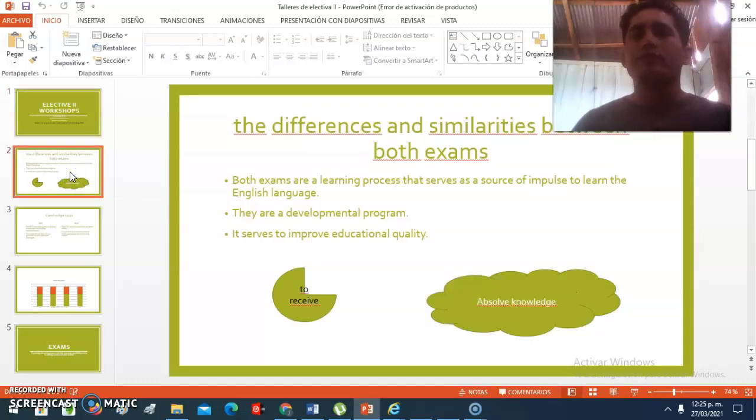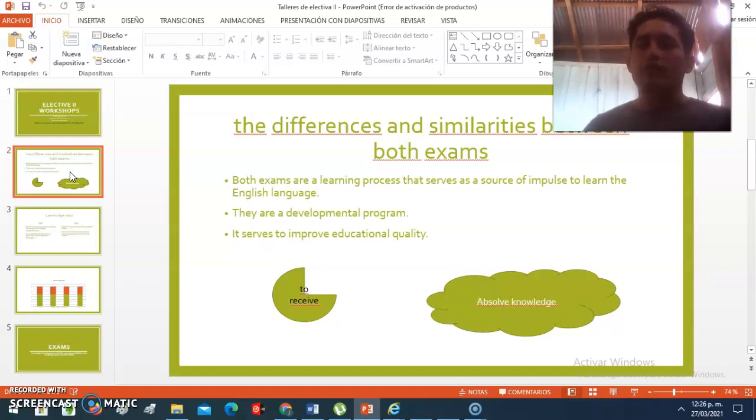The differences and similarities between both exams are a learning process that serves as a source of impulse for learning the English language. They are in a developmental program. It serves to improve educational quality and to receive and solve technologies.